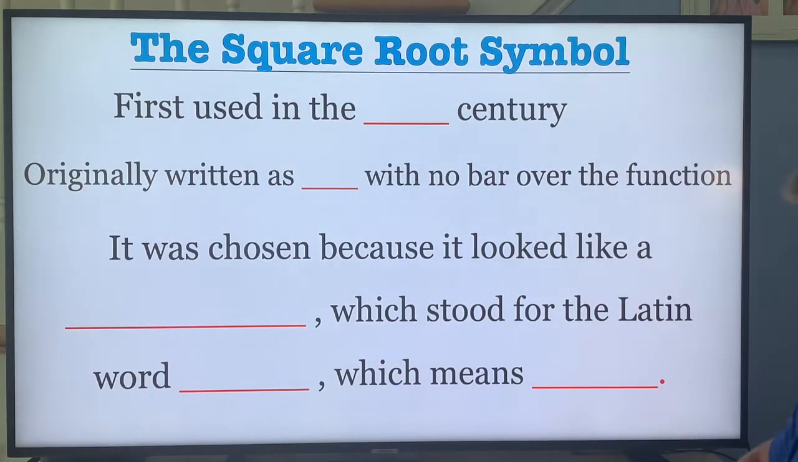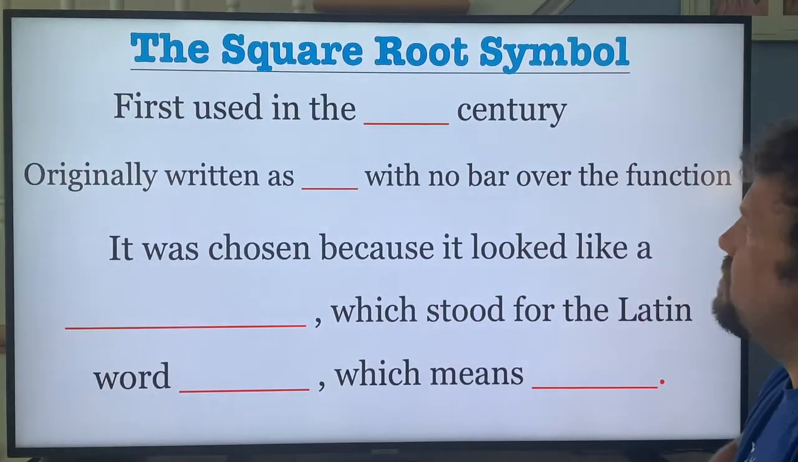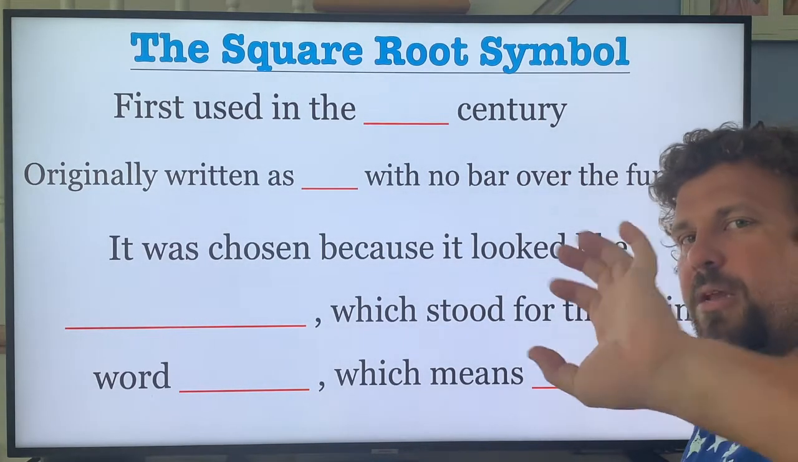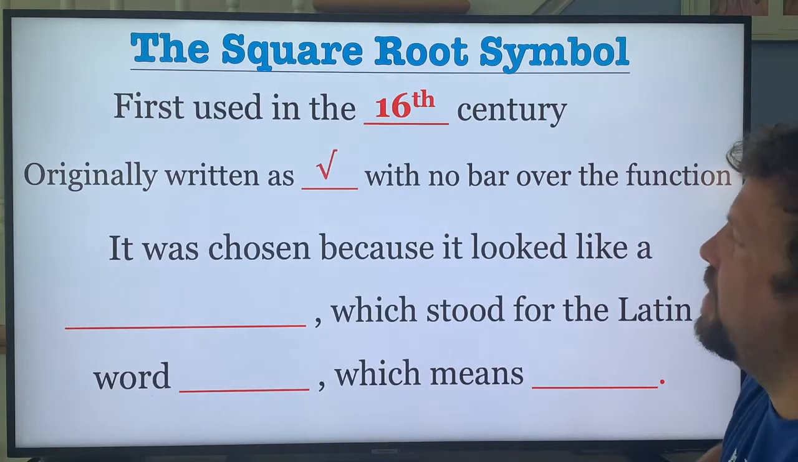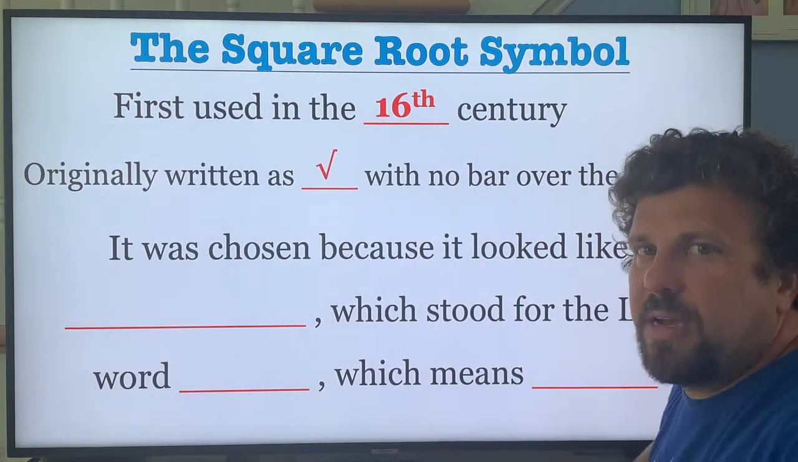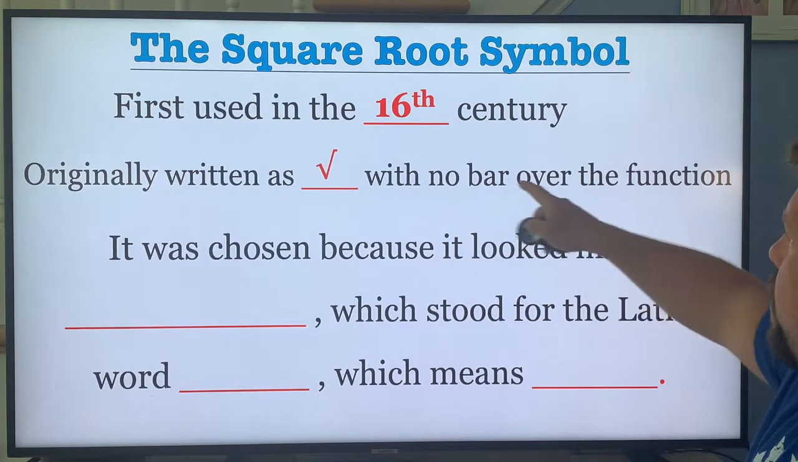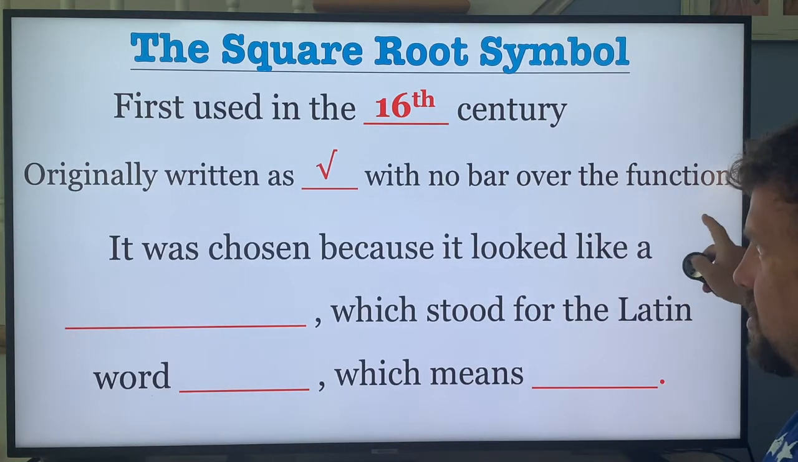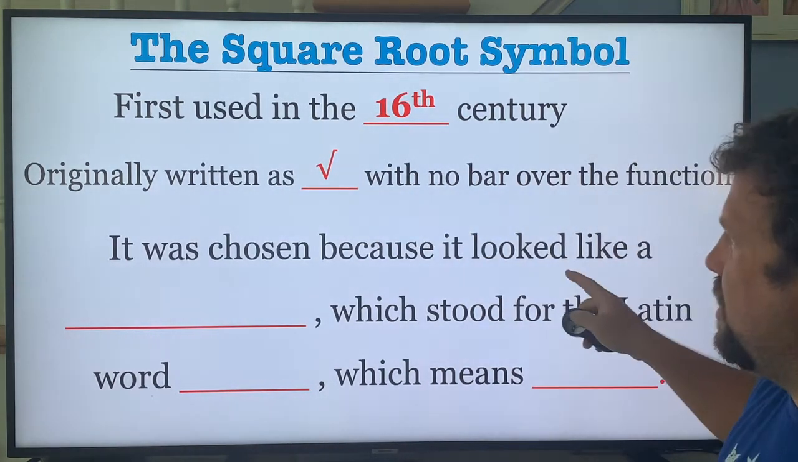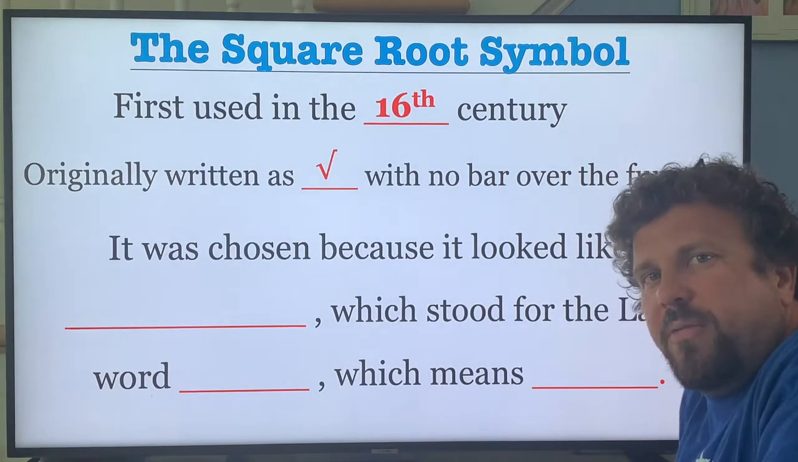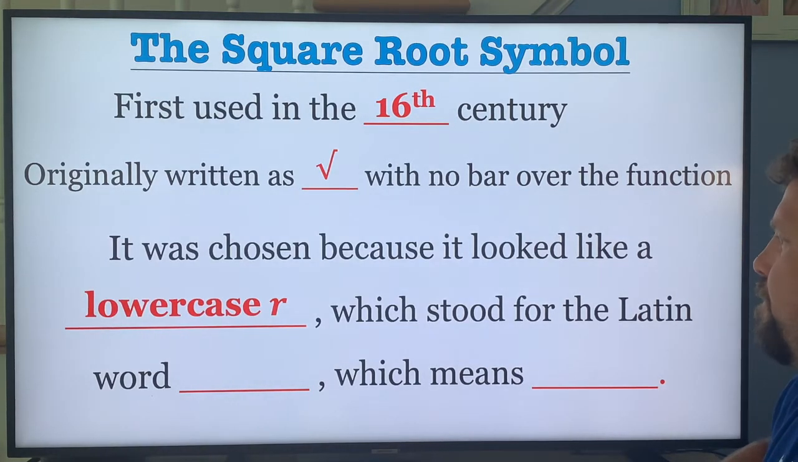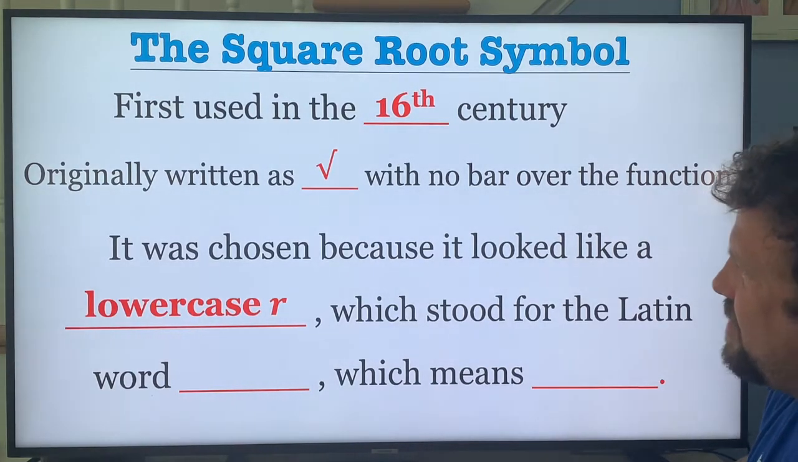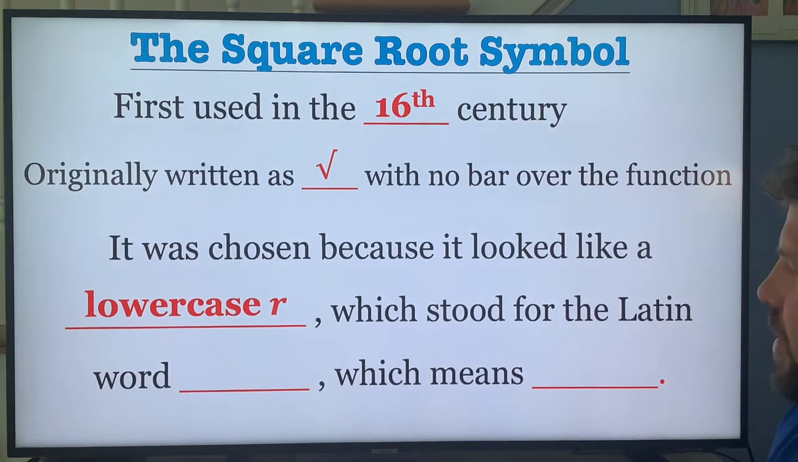Now, here's a fun fact. You guys like fun facts? Square root symbol. First used in the, what century do you think it is? Yellow number. Oh, 16th. Originally written as this thing. This is what it's actually written as a lot of the time in a PowerPoint or a Word document, with no bar over the function. So we just write this and then the function. Now it was chosen. Why do you think they chose that? What does it kind of look like? Looks like a lowercase r. I don't really see it, but kind of. Which stood for the Latin word radix, which means root.